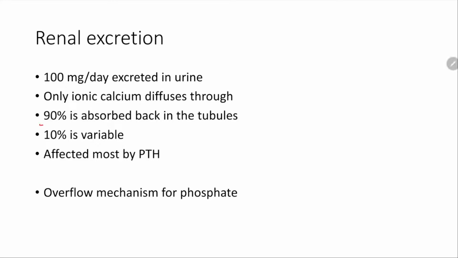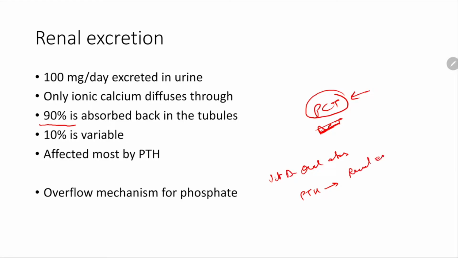90% of the calcium is absorbed back in the tubules, mostly in the PCT, not mostly in the DCT. You should remember that. 10% is variable, affected mostly by PTH. Vitamin D acts mostly on the oral absorption of calcium, so you must remember that vitamin D affects the oral absorption. PTH affects mostly the renal excretion. They cause effects in both places, but the predominant effects are in different places.